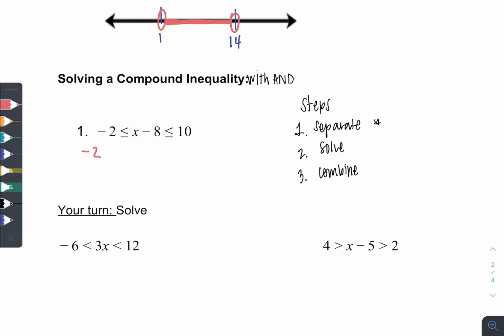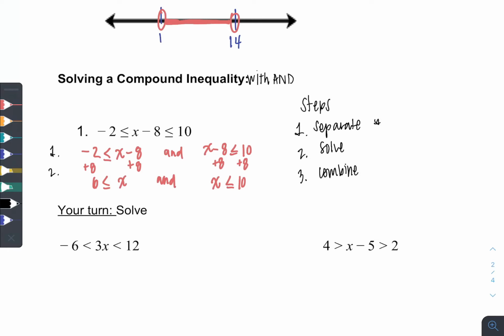Okay, so step 1 is separate. So I'm going to separate negative 2 is less than or equal to x minus 8 and x minus 8 is less than or equal to 10. Step 2 is solve. So I'm going to add 8 to both sides. We get 6 is less than or equal to x. And then on this side, we're going to add 8. So we get x is less than or equal to 10.